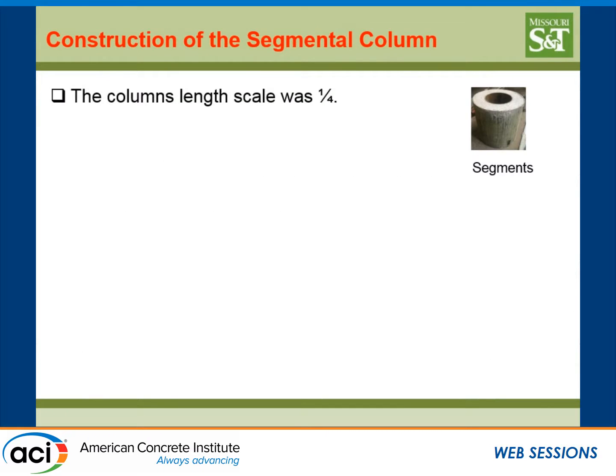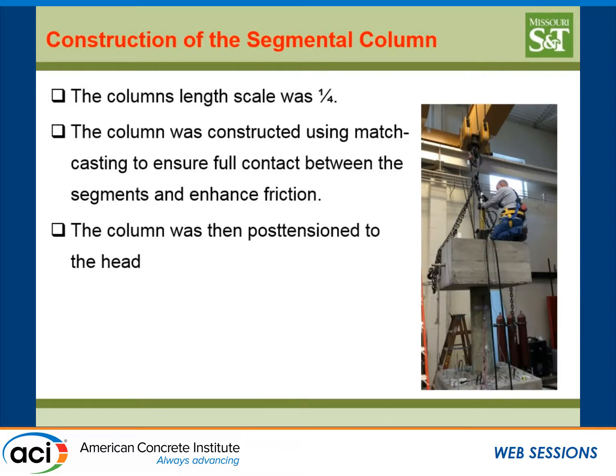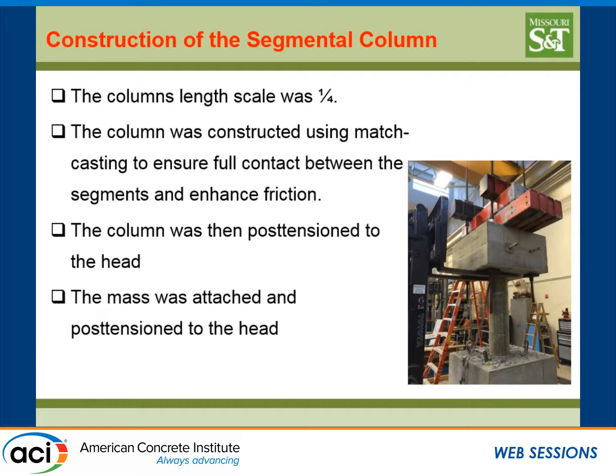For construction of the test specimens, here are the segments, and then we did match casting between the segments. So in other words, you pour the first one and then wait until it's hardening, and then you pour the second one on top of the first one, so you get the same surface between both of them. And here are our technicians, very dedicated, trying to fix the post tension here for the segmental column. And here is the mass. So this is the column now on top of the shaking table.